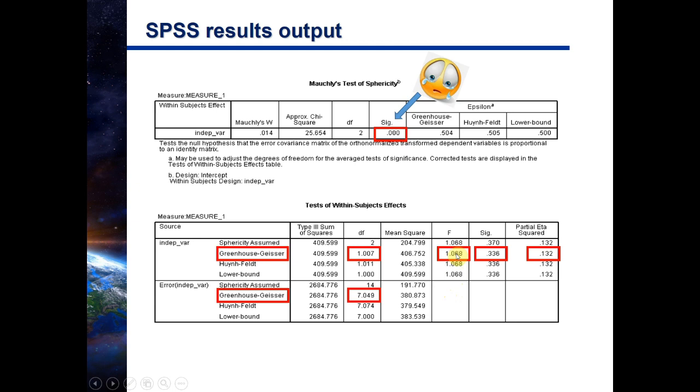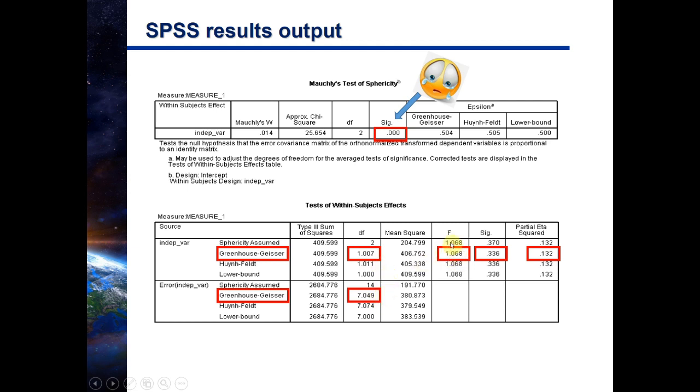Here is the F value for your particular experiment, your particular independent variable, whatever that was. Here is the actual F value, the sig value, and your partial eta squared. From this you can see what Greenhouse-Geisser did: it reduced your degrees of freedom. If this was not significant, you should look at sphericity assumed, so you would have had 2 and 14 degrees of freedom. Well, you had to give up some degrees of freedom because of your violation, and so now your degrees of freedom were reduced to 1.01 and 7.05. So you see how you lost a lot of degrees of freedom.